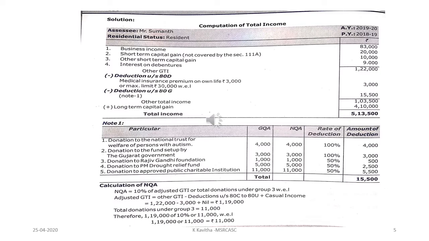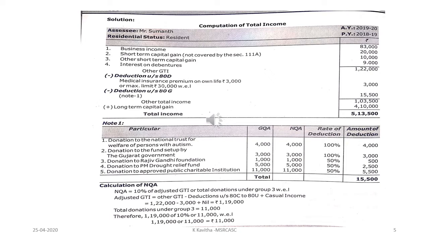Now let us solve this question. His total income is adding up of business income 83,000, STCG which is not covered under 111A will be added to gross total income, so 20,000. Other short-term capital gains 10,000, interest on debentures 9,000. So total gross total income comes to 1,22,000.